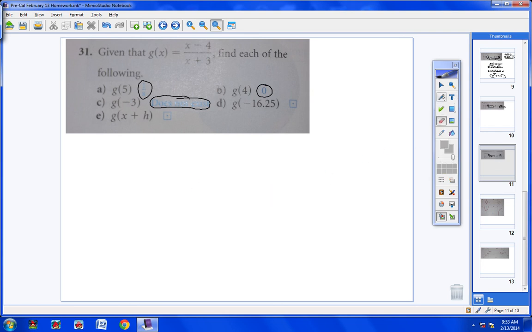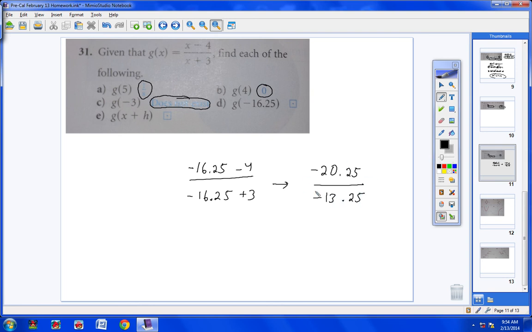Excuse me, moving on. Next we have negative 16.25. We're going to substitute in for x: minus 4, all over negative 16.25 plus 3. Now up here, if you take a calculator and combine those or do it in your head, you will get a negative 20.25. And down here in the denominator, if you combine these correctly, you'll get a negative 13.25.